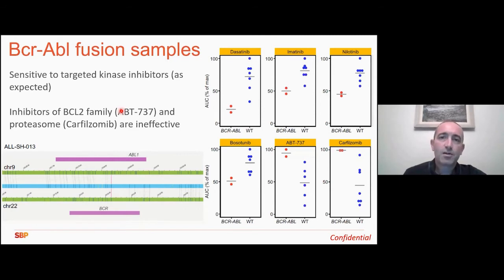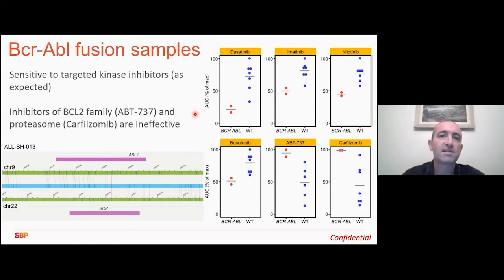And what we find is these 2 samples, when compared to our other 7, are much more sensitive to the targeted kinase inhibitors, dasatinib, nilotinib, bosutinib. This is not a surprise, because these agents are known to target ABL and similar kinases. And in fact, imatinib, or Gleevec, was actually designed as a selective inhibitor of BCR-ABL fusion. So this is not a surprise, but this is our proof of concept.